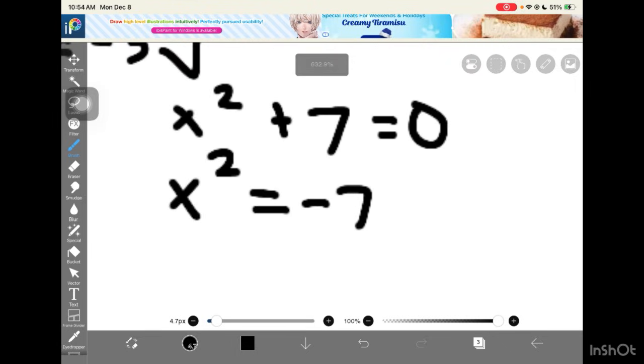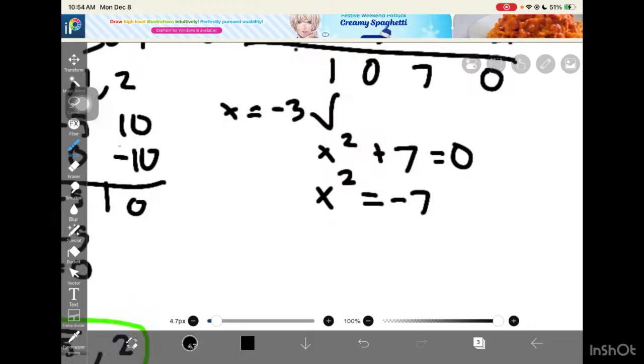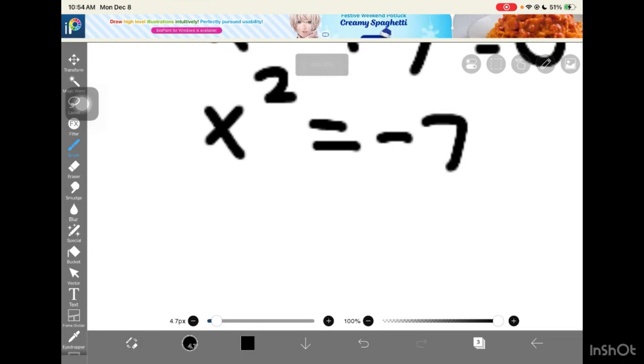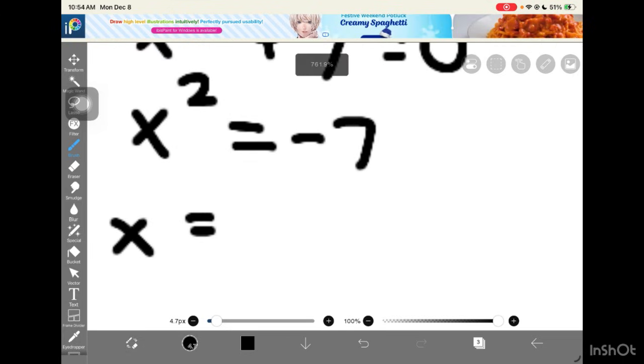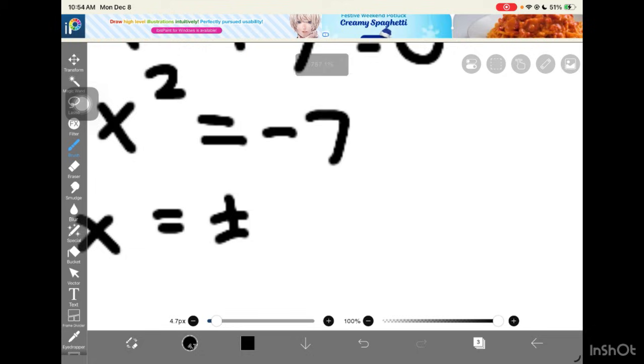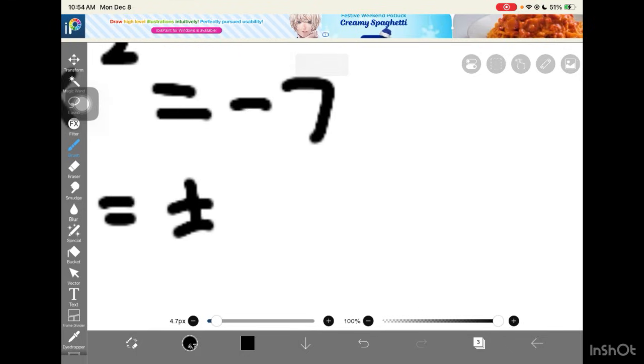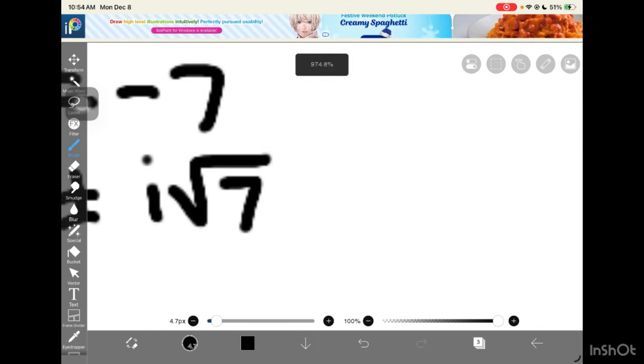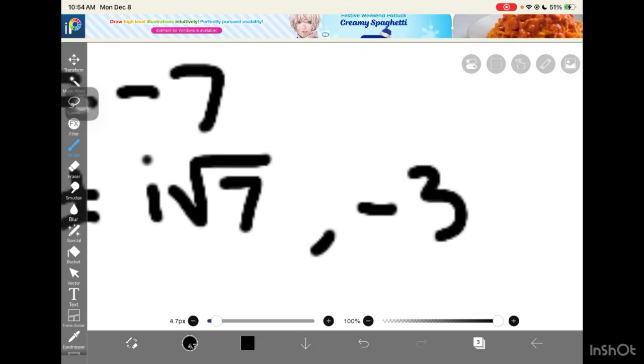Oh no! You can't get a square root of a negative number, right? This is where the complex conjugate comes in. So we just square root both sides and add an i. So it means x is equal to plus or minus i root 7, as well as negative 3.